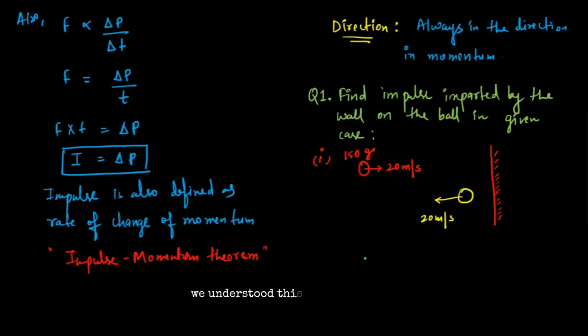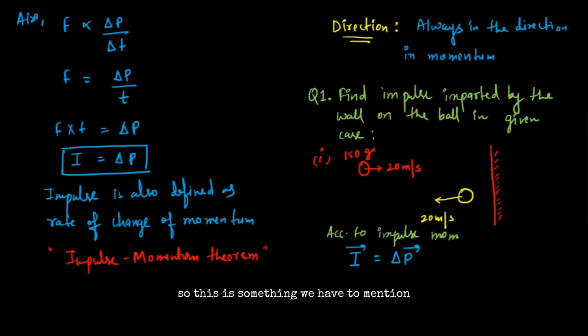As we understood this particular fact, impulse is a vector quantity. So I should write it as I vector must be equal to delta p vector. And how did we get this equation? If you have to write the solution of this part, we will say, according to the impulse momentum theorem. We have to mention that this relation is something we got from the impulse momentum theorem. And again, everything came from Newton's second law only.